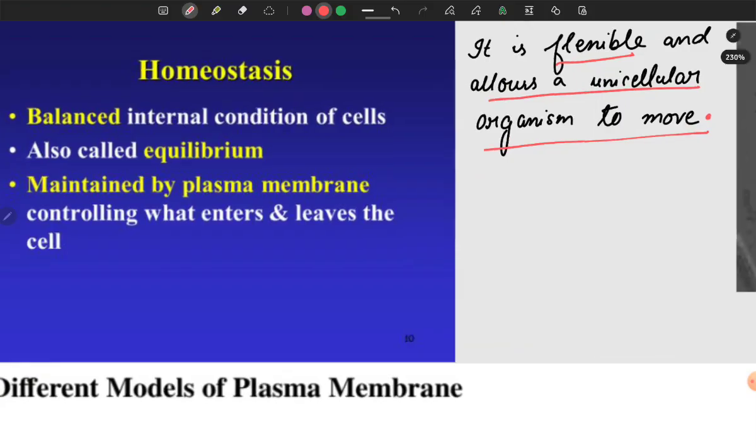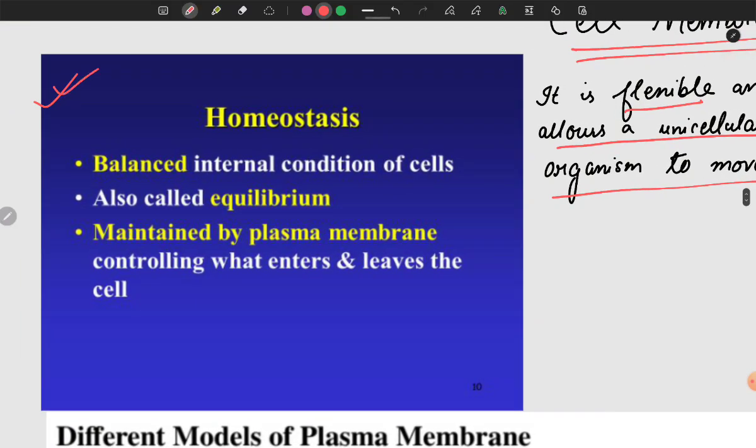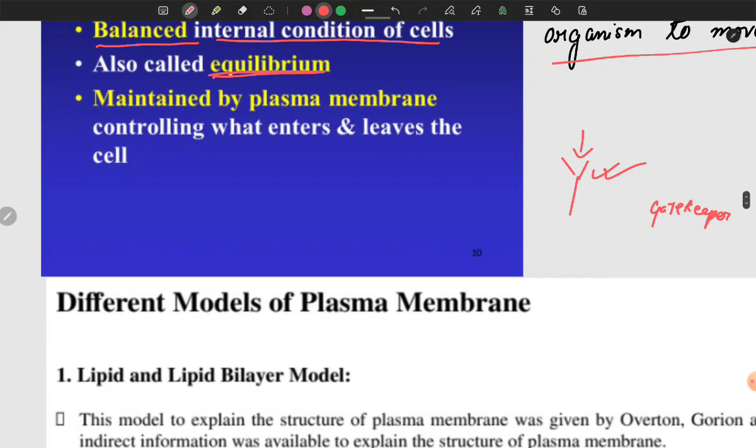And homeostasis is a very important topic. It balances the internal condition of the cell; the internal and external environment is maintained, also called equilibrium. It is maintained by the plasma membrane, controlling what enters and leaves the cell, as it works as a gatekeeper. As we all know, it works as a gatekeeper and filters everything that comes in and allows only those which are meant to be going inside.